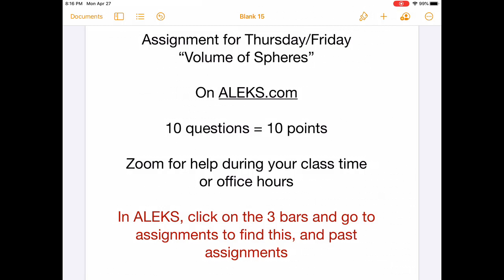Also, a little change that we started this week. The assignments no longer automatically pop up. There was an issue where if you got stuck in an assignment or you didn't know how to do an assignment, but you wanted to move on, you couldn't with the old settings. So I changed the settings. So now to find your assignments, all you have to do is click on the 3 bars, kind of the menu for ALEKS, and go to assignments. And this assignment and all your past assignments are there. So if you need to catch up on work, you can do that as well.